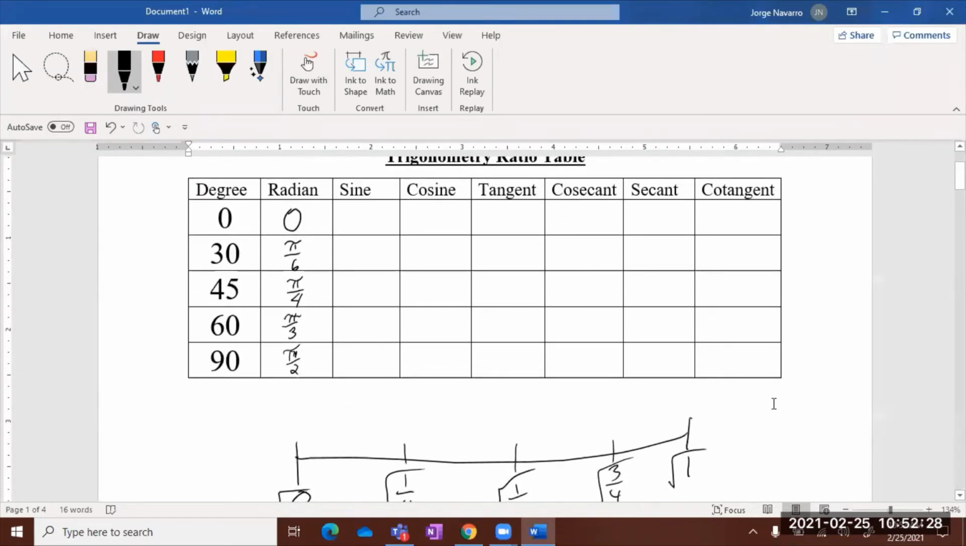Well, that is sine. Sine of 0 is 0. Sine of 30 is a half. Sine of 45 is root of 2 over 2. The sine of 60 is root of 3 over 2. And then, of course, the root of 1 is 1. How do you like that one? Questions? See how easy it works out?